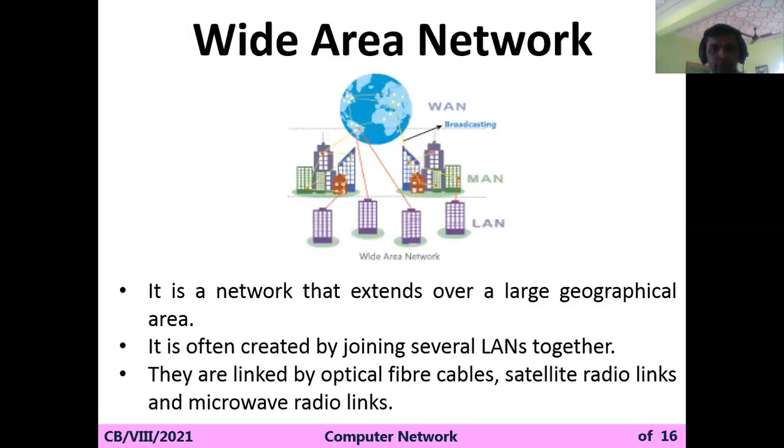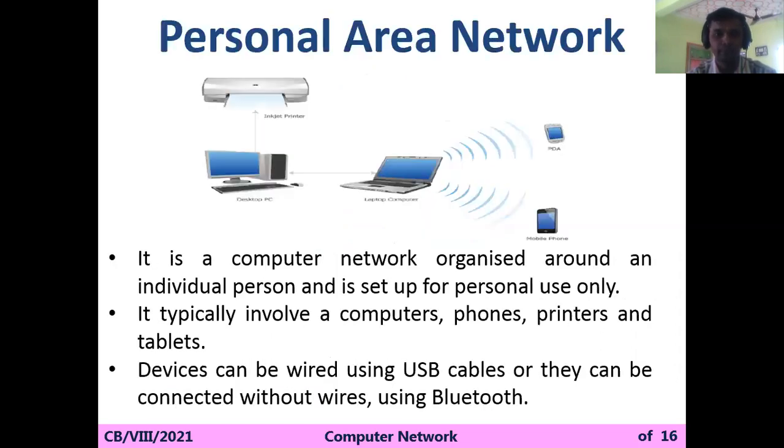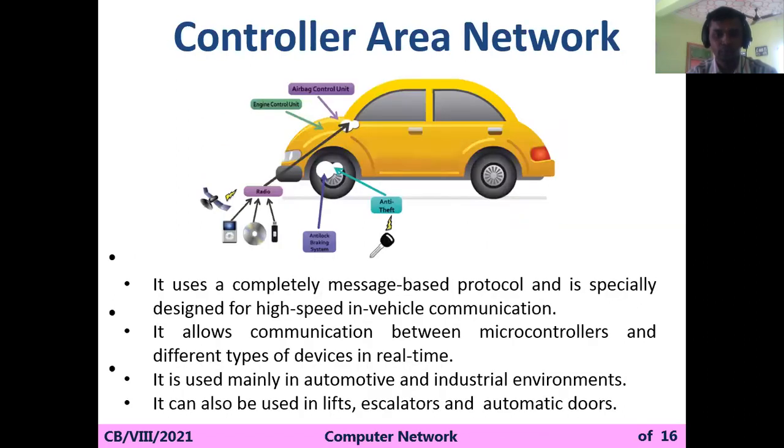Wide area network. It is a network that extends over a large geographical area. It is often created by joining several LANs together. They are linked by optical fiber cables, satellite radio links, and microwave radio links. Personal area network. It is a computer network organized around an individual person and is set up for personal use only. It typically involves computers, phones, printers, and tablets. Devices can be wired using USB cables or they can be connected without wires using Bluetooth.